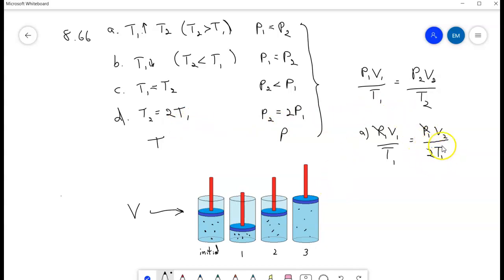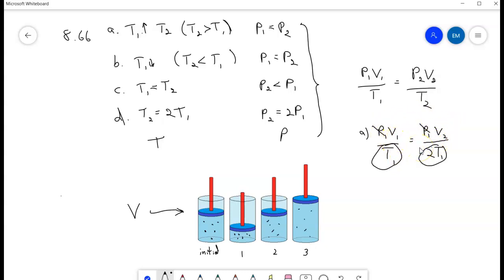Okay, you're dividing by T1, or by T2 actually. So this number is bigger than this number, which means that if we don't change V2, and V1 stays the same, then this thing is going to get smaller. So V2 is going to have to get bigger, right? So V2 must increase in order for this relationship to hold.